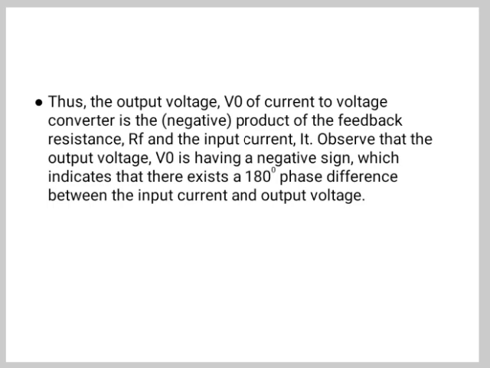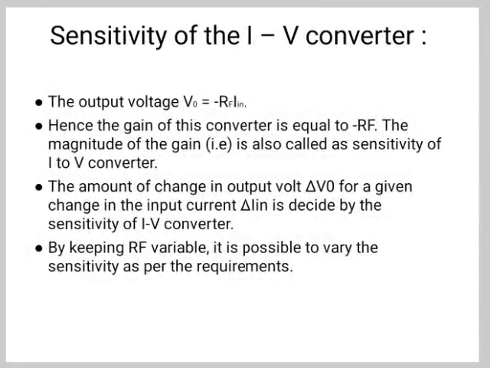Next is the sensitivity of the I to V converter. Now the output voltage V0 is equal to minus RF into I in. Hence the gain of this converter is equal to minus RF, and the magnitude of the gain is also called the sensitivity of the I to V converter.